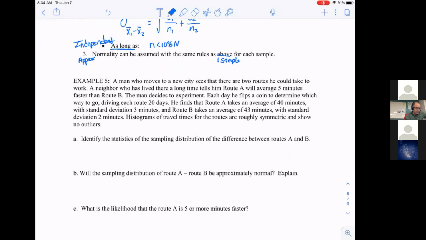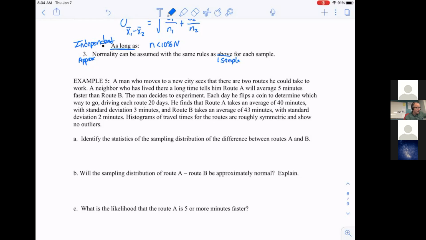A neighbor who lived there a long time tells him route A will average 5 minutes faster than route B. The man decides to experiment. Each day he flips a coin to determine which way to drive, driving each route 20 days. He finds that route A takes an average of 40 minutes with a standard deviation of 3. Route B takes an average of 43 minutes with a standard deviation of 2. Histograms of travel times for the routes are roughly symmetric and show no outliers.